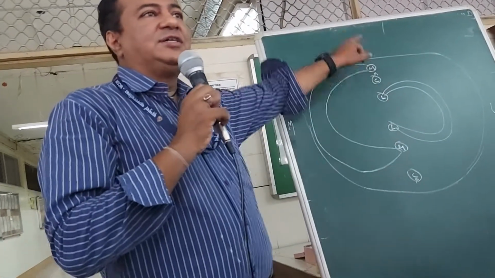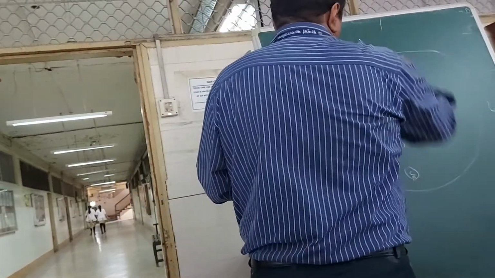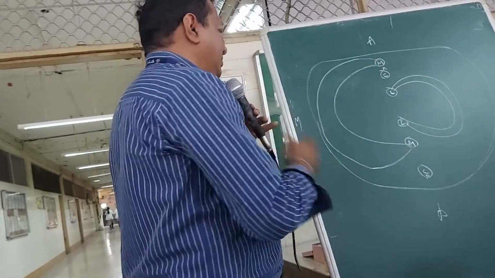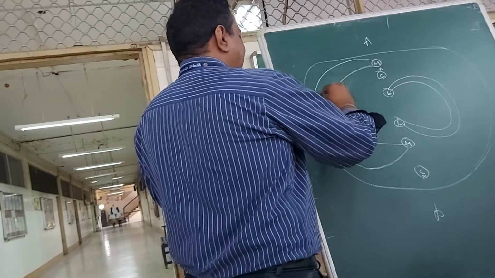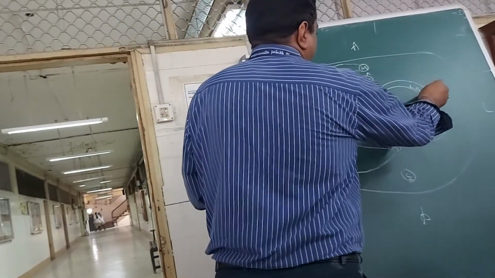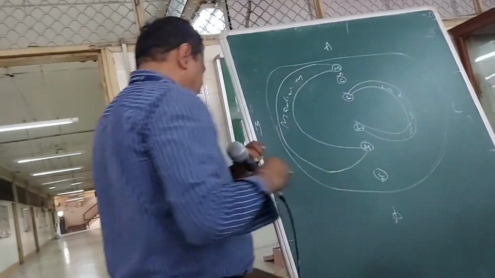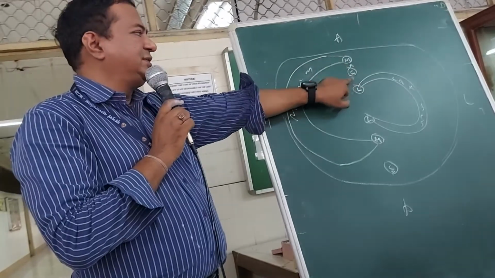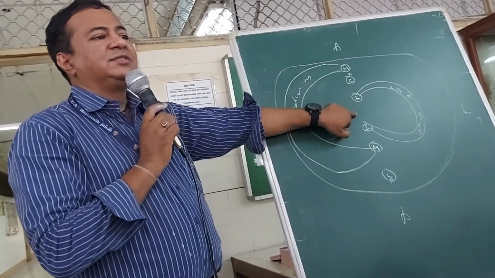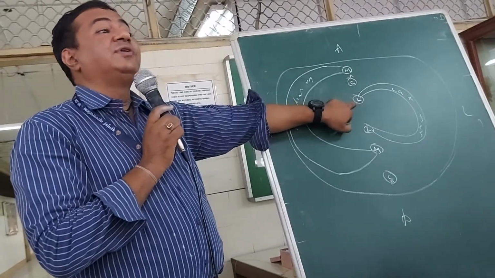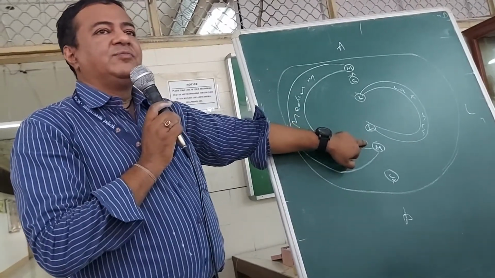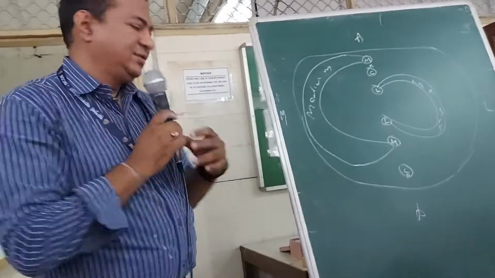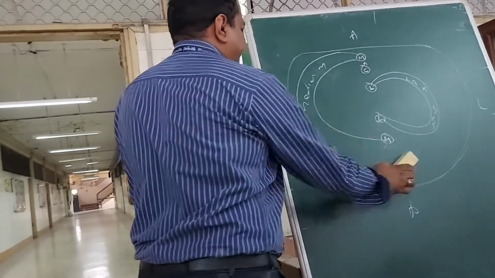So what are the 6 structures, anterior to posterior? First is the medial end of the medial meniscus. Next is the anterior cruciate. Next is the anterior end of the lateral meniscus. Then the posterior end of the lateral meniscus. Next is the posterior end of the medial meniscus. Then the posterior cruciate.